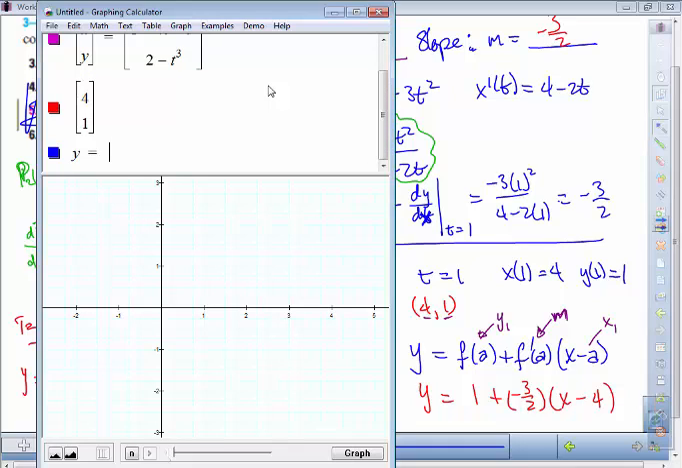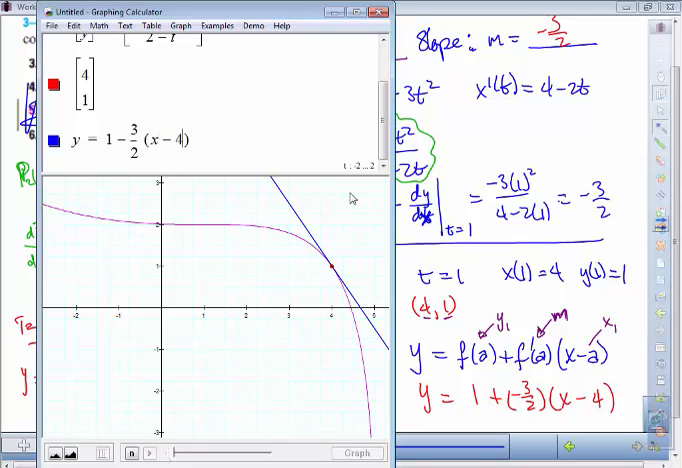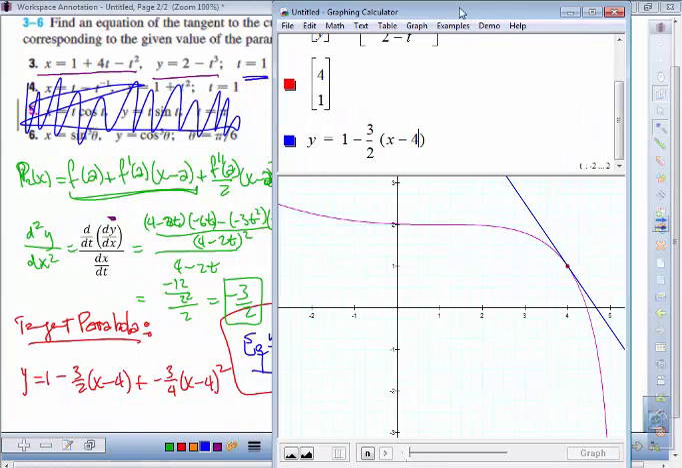y is equal to 1 minus 3 halves (x minus 4). Tangent. Nice. All right. Now the tangent parabola.